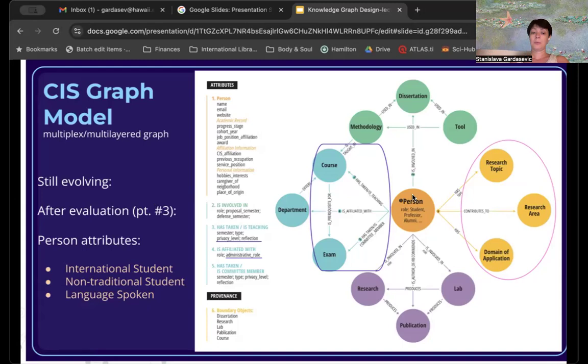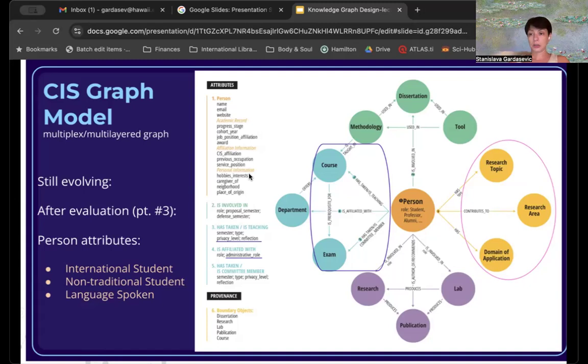For example, for a person that would be international student, non-traditional student, which is important here, and then languages spoken, and so on. So here are the attributes for the person, except for the academic records, tracking their progress stage, which was one of the requirements from the first stage, what is their job position, and so on.